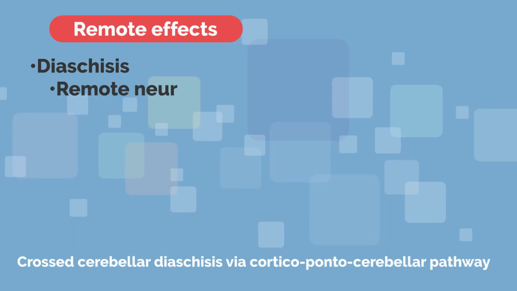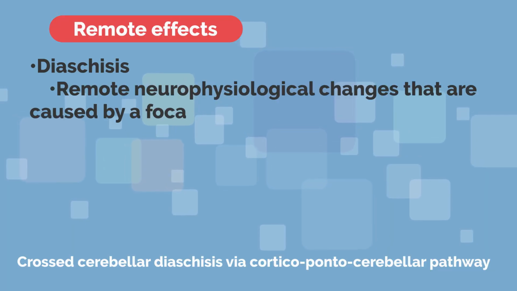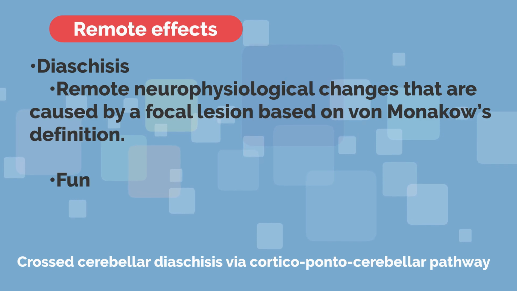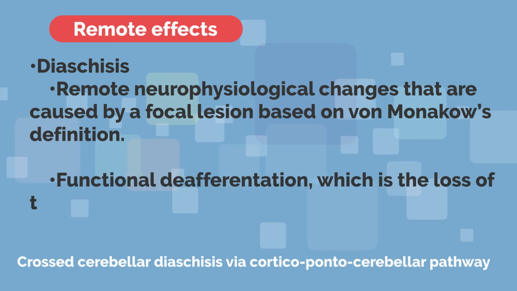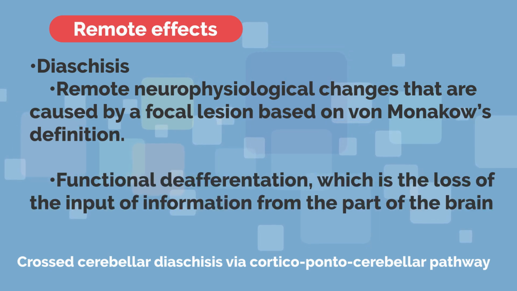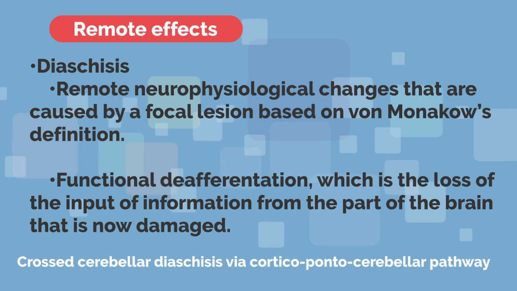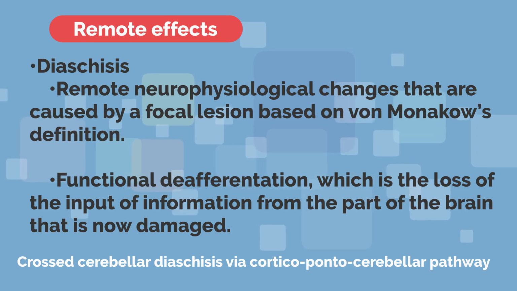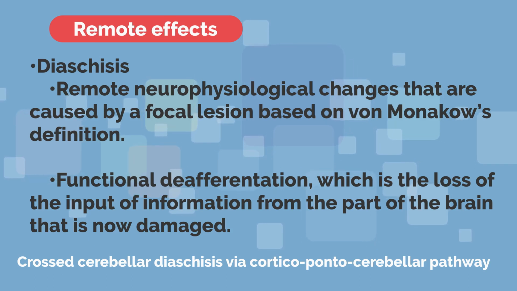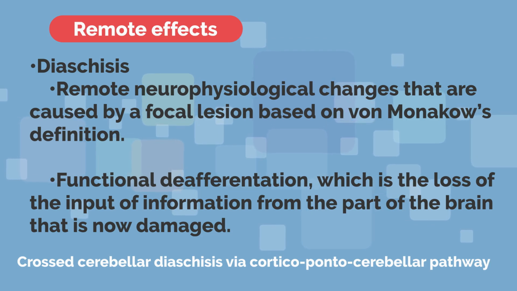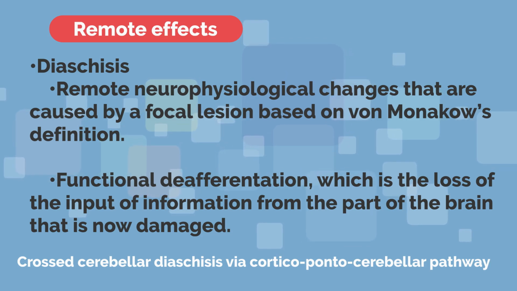Let me explain the remote effects I mentioned earlier. There are two types of remote effects. First, diaschisis, as defined by von Monakow, is a neurophysiological change at a site remote from the local lesion. It is a functional deafferentation caused by the loss of input information from the affected area. The most famous example is crossed cerebellar diaschisis via the cortico-pontocerebellar pathway.